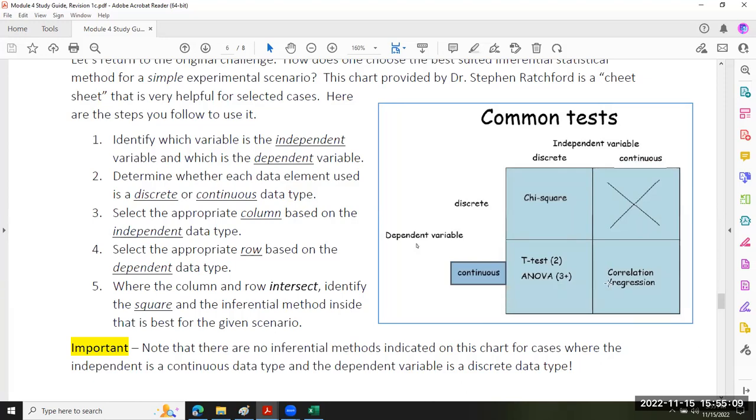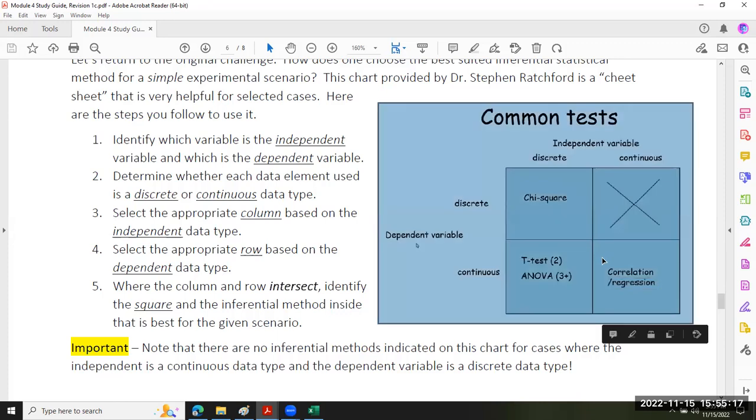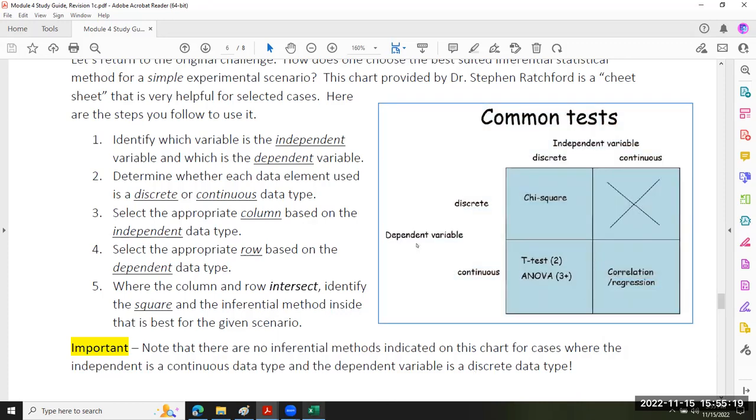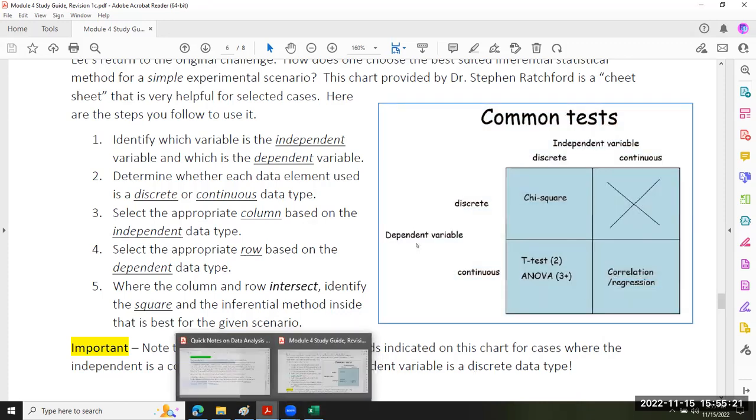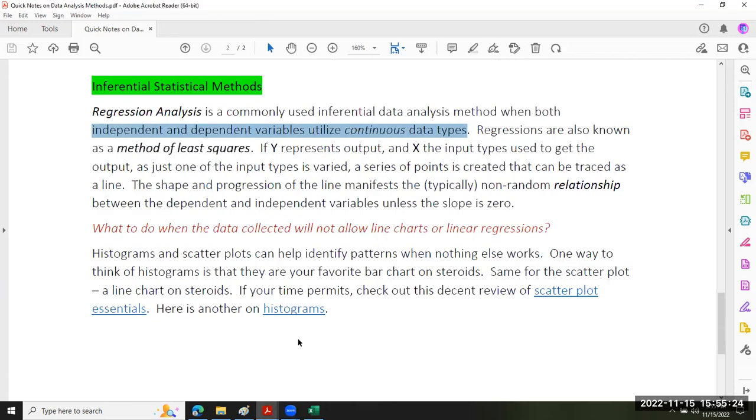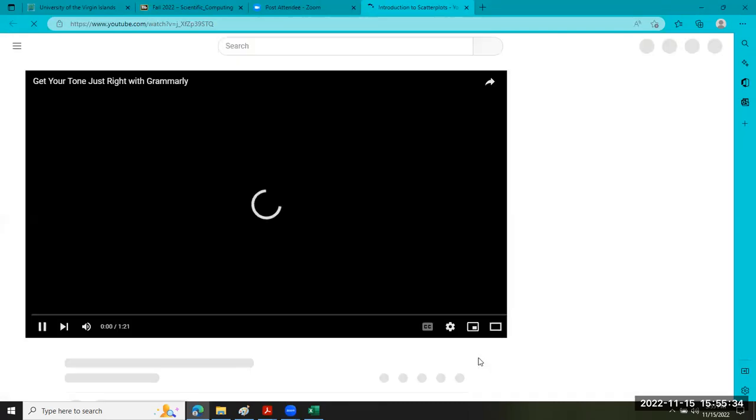So I'm going to be using a regression analysis, so I can determine the relationship or correlation, right? That's where you've seen that before. There are links here that talk about scatter plot essentials and histograms, and these are worth watching real quick.